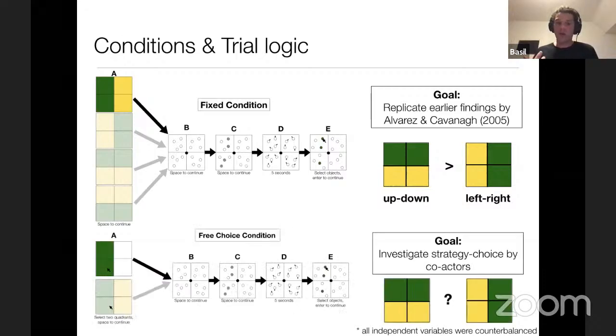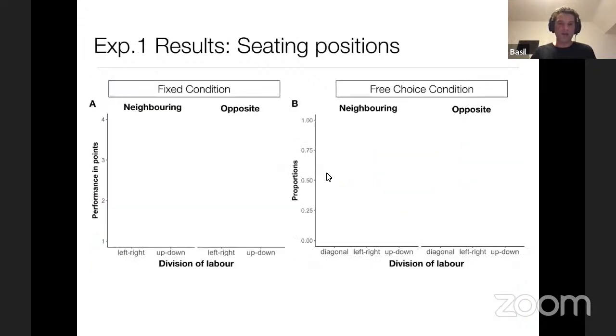Then we also had a free choice condition. Here participants could freely choose in which quadrants they want to track those objects. So here it's all about knowing the strategy preference. Do they prefer a left-right labor division strategy or an up-down labor division strategy? Apart from that, the rest of the trial is still the same. If we now look at the results, here I show you the fixed condition, here the free choice condition, here the different seating arrangements, here the performance in points, and here the proportions that were selected.